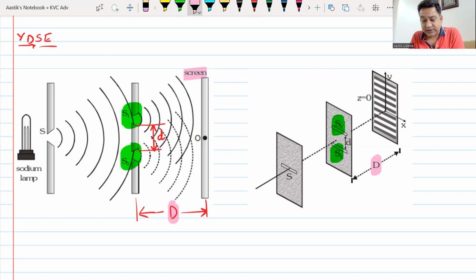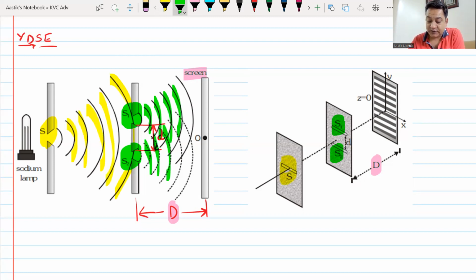Now these two coherent sources must be coming from a single source. Do you see this single source S? Yes, sir. The single source S is a single slit emitting these wavefronts. These wavefronts are getting divided, so this is division of wavefront. Then we have two wavefronts coming from coherent sources. They are going to interfere on the screen and form the interference pattern.